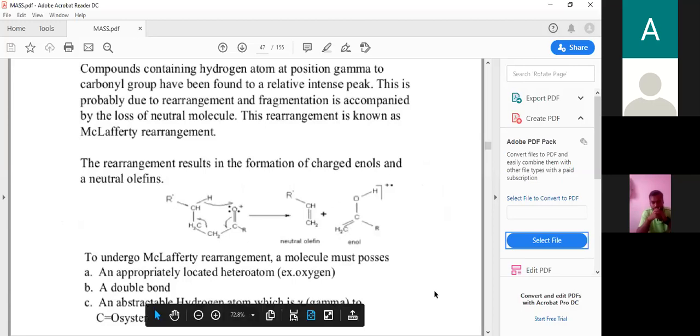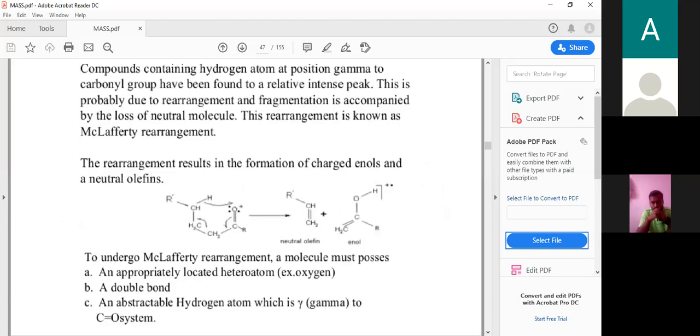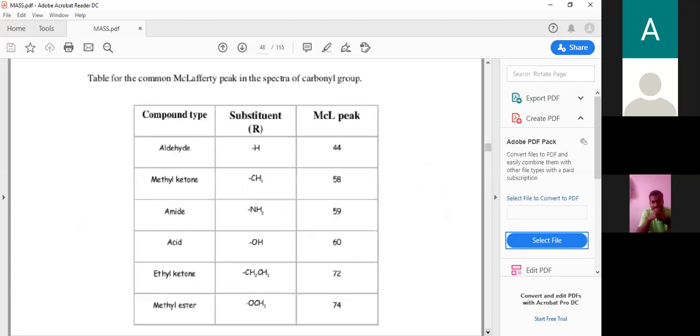So for McLafferty rearrangement, the basic requirement is that the molecular ion should have a gamma hydrogen. These are the molecules which generally undergo McLafferty rearrangement. Aldehydes can undergo McLafferty rearrangement, and ketones, whether methyl ketone or ethyl ketone, can undergo it, as can amides, acids, esters, and alcohols.